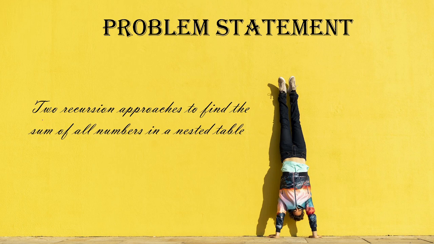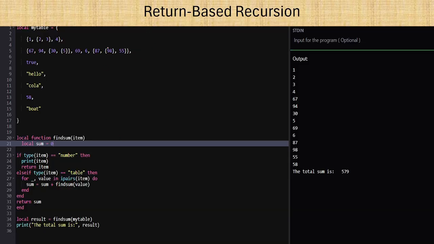Problem statement: two recursion approaches to find the sum of all numbers. We use two recursion approaches to find the sum of all the numbers in a nested table. This is our first approach, the return based approach. This is the table. As you can see, there are many tables inside our table. There are string values and there are boolean values.